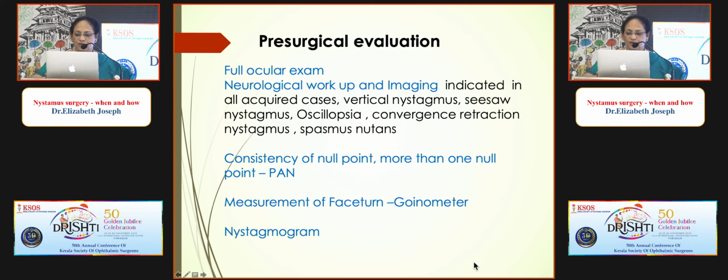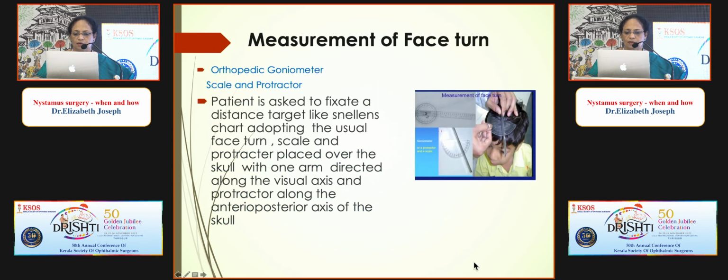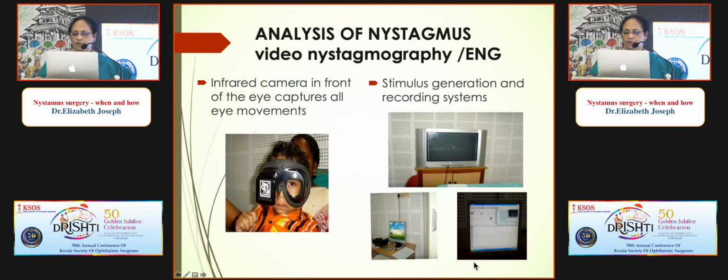The measurement of face turn has to be done by the goniometer. Nystagmogram is not mandatory, but it has got academic importance. This is how you measure the head posture using a protractor and the scale. One arm of the scale is directed at the visual axis and the other against the axis of the head. The angle between the two is the angle of the face turn.